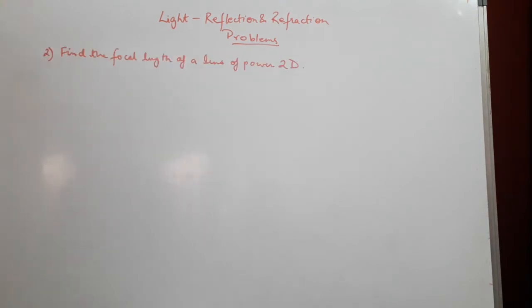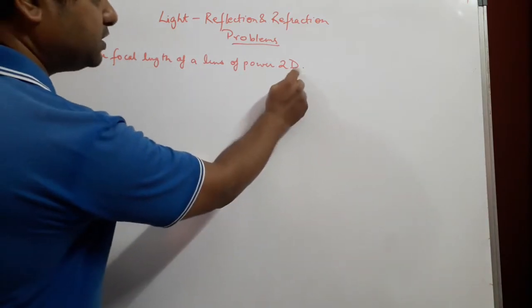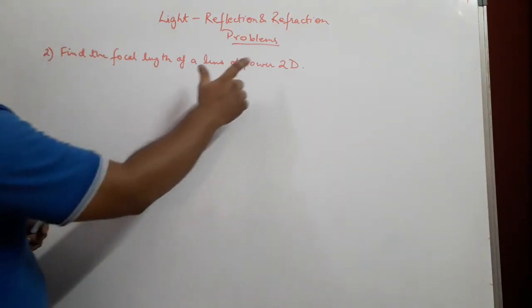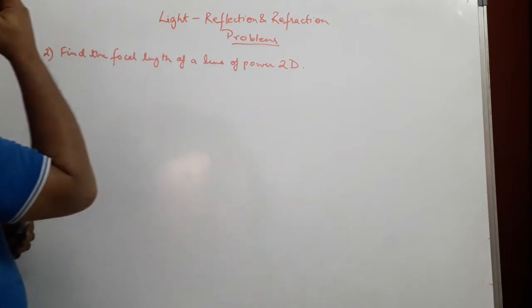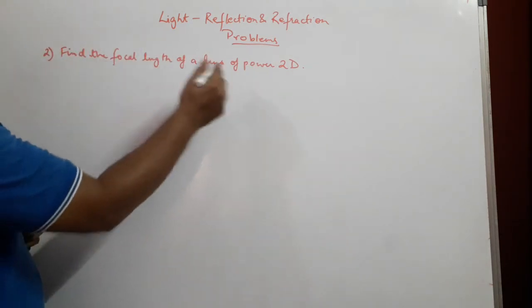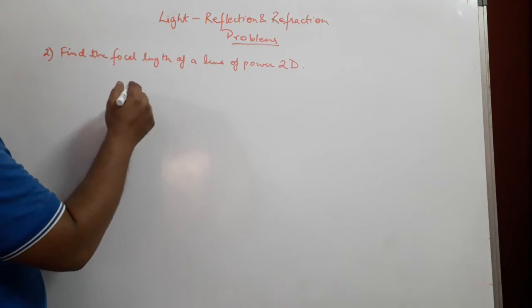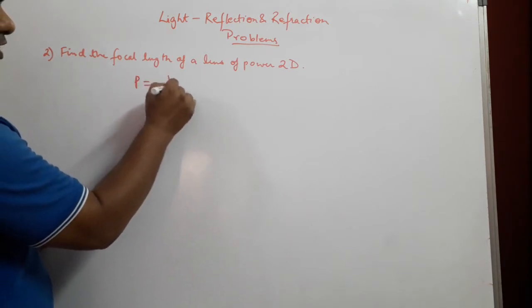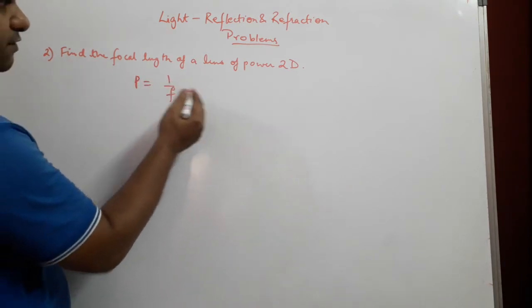Next question is, find the focal length of a lens of power 2D. Remember the units of power, it is D or diopter. So in this case the power is given and we need to find the focal length. What is the formula for finding the power? It is P is equal to 1 upon f, provided the focal length is given in meters.